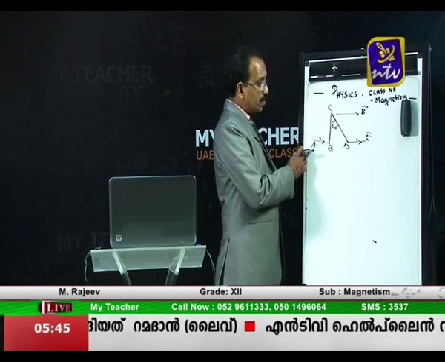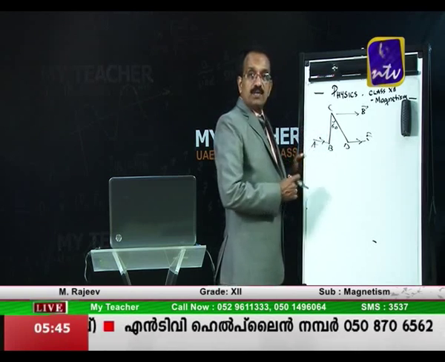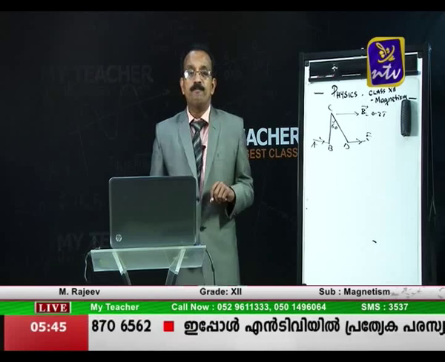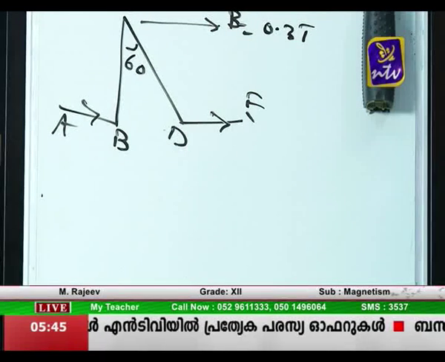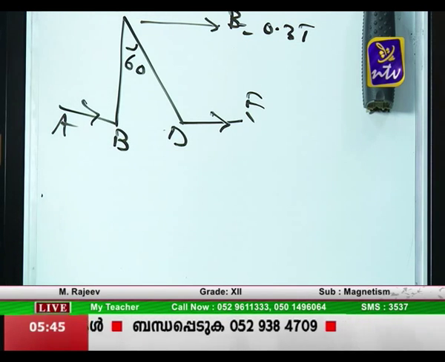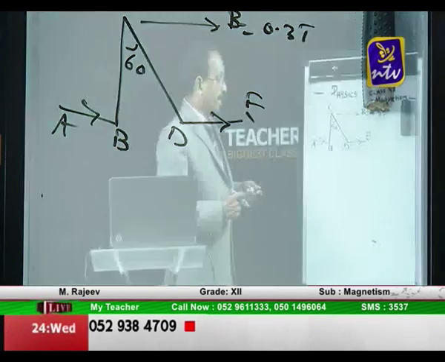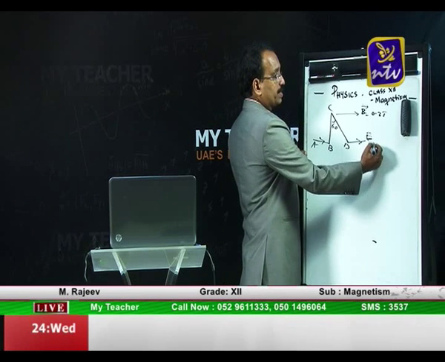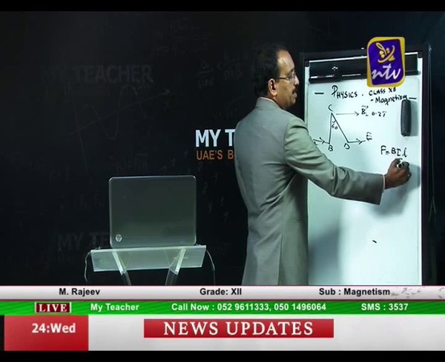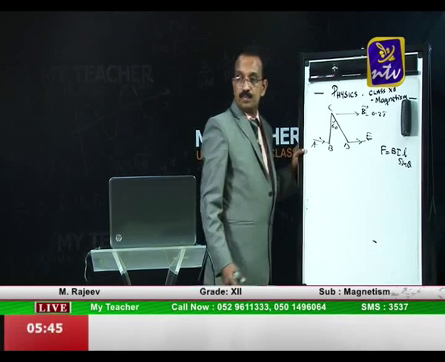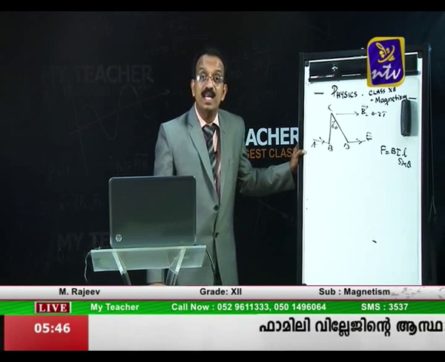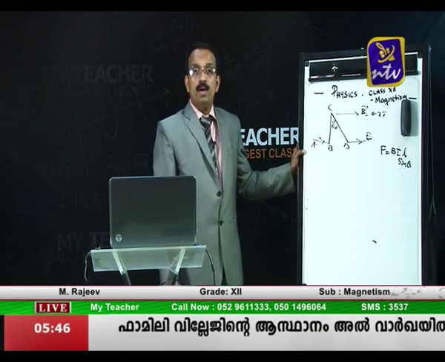So the value of magnetic field is given as 0.3 Tesla. You know which concept you will make use of here. This is simply the equation we use for calculating the force on a current carrying conductor by the magnetic field, that is, F is equal to BIL sin theta. That is the equation for the force on a current carrying conductor when placed in a uniform magnetic field.